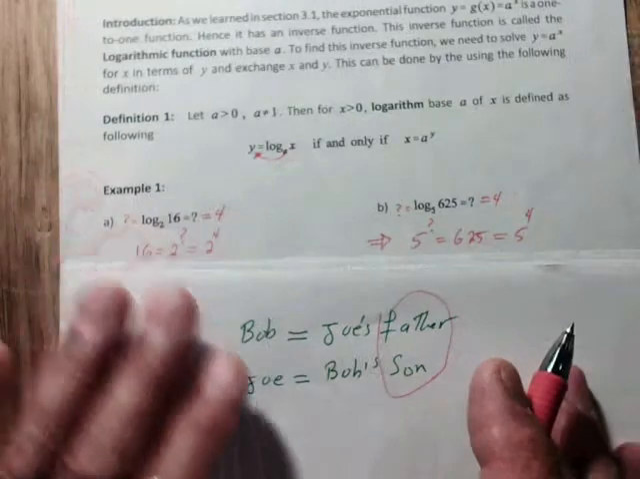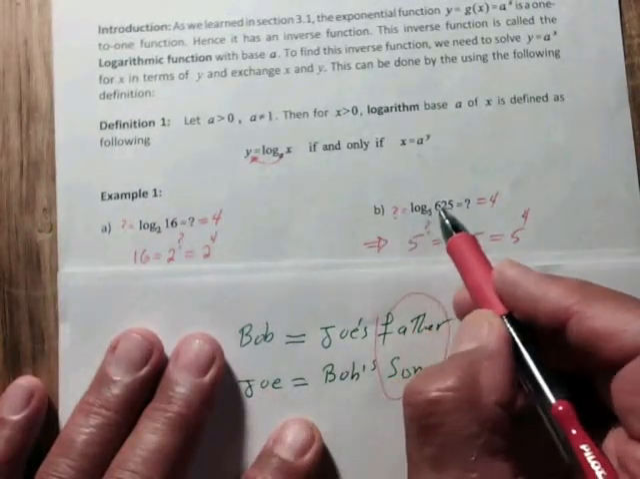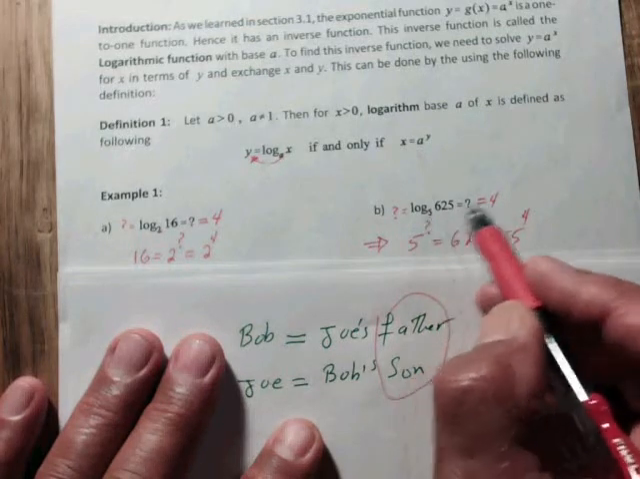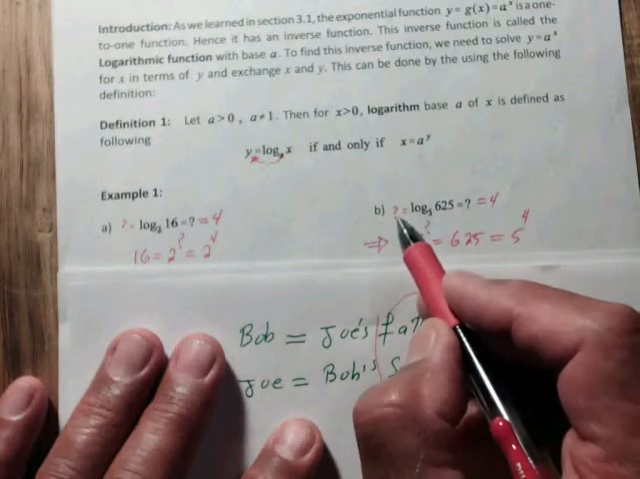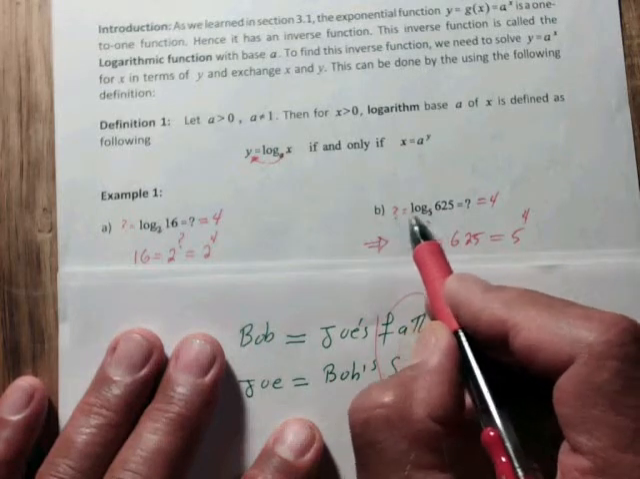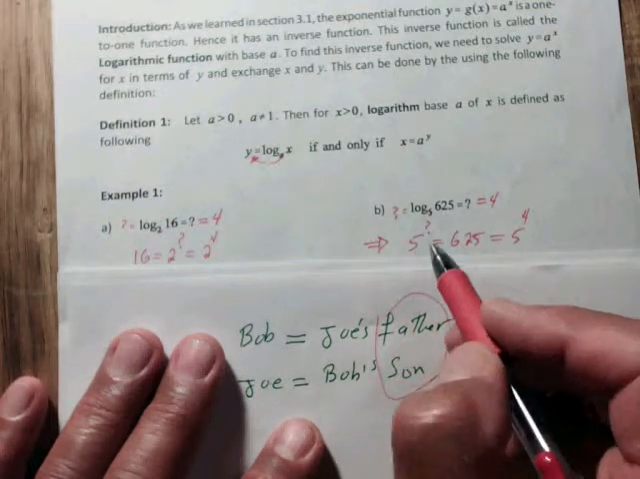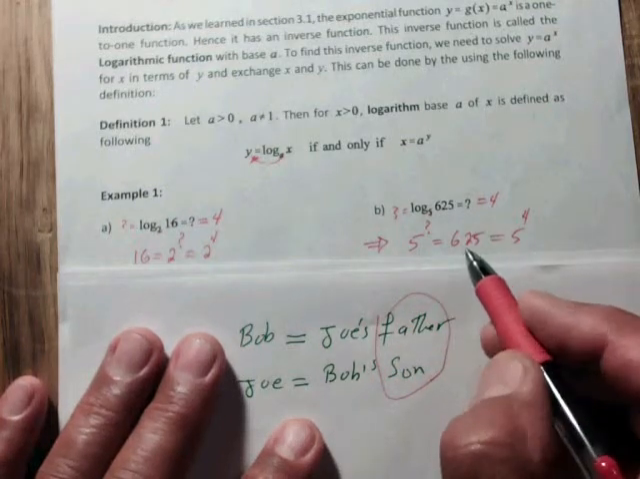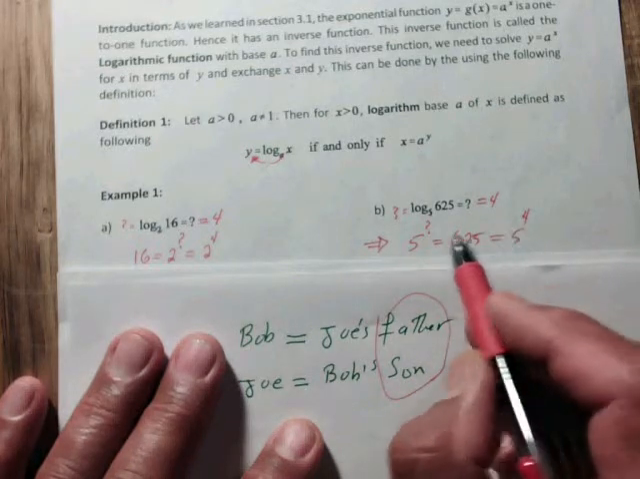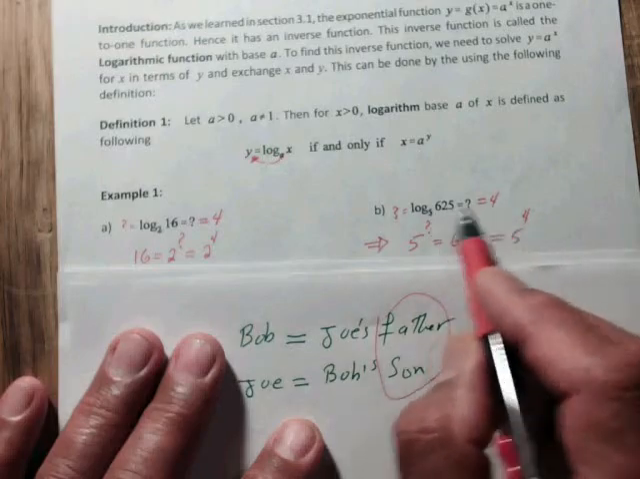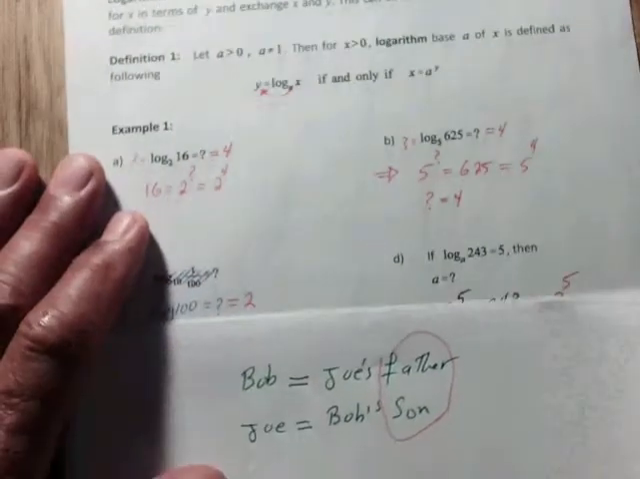The same thing here. How much is log of 625 to base 5? I say it's 4, because if I translate this to exponential, I have 5 to the power question mark is equal to 625. With a little bit of play with your calculator, you can see that 5 to the power 4 is 625. Therefore, question mark is equal to 4.